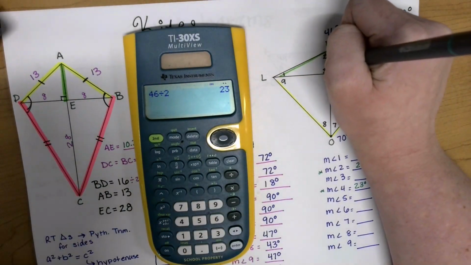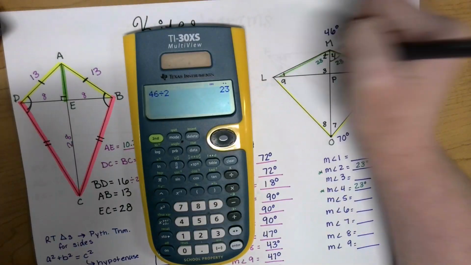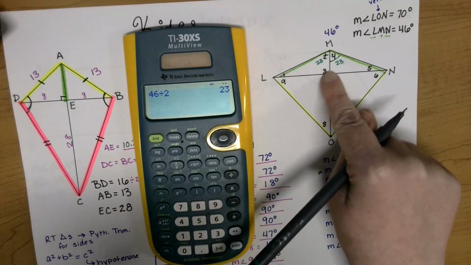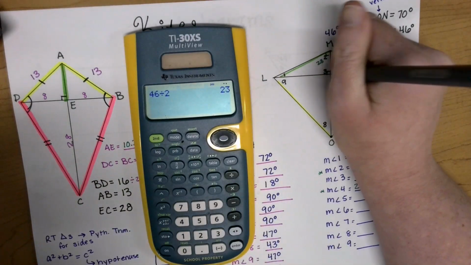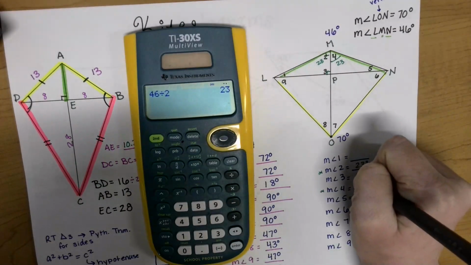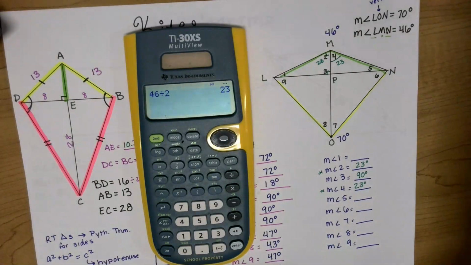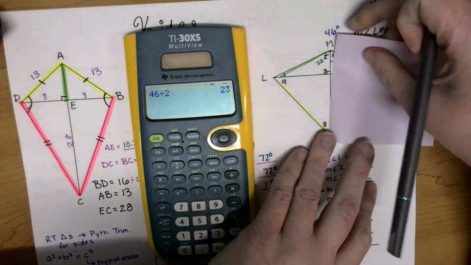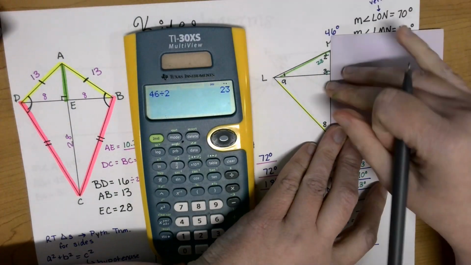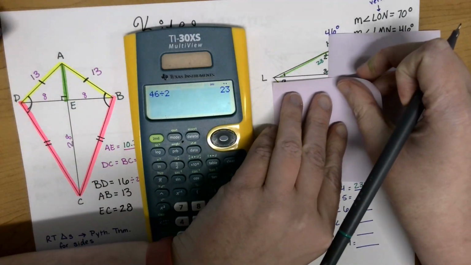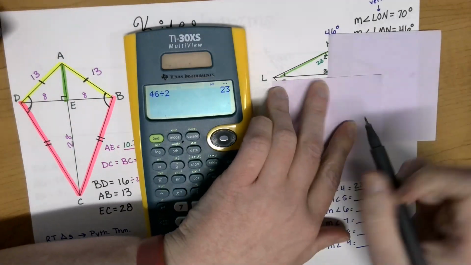So 23 and 23. And again, all of our angles around P should be 90 degrees. So we're going to make this 90 degrees. Okay, so now we can focus on just one triangle at a time. And let's focus on this triangle.